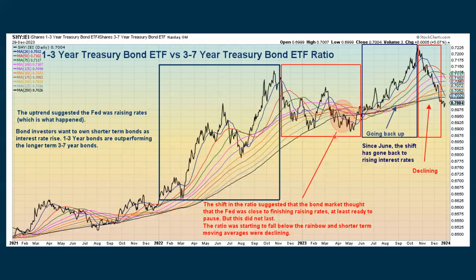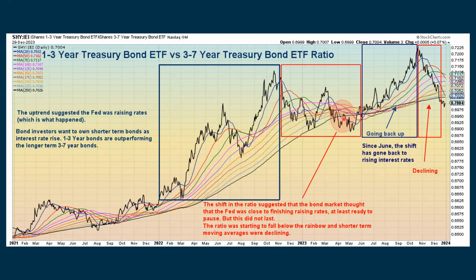Then we look at the shorter term bonds based on 1 to 3 years and compare it with 3 to 7-year bonds a little further out. When this is going down, that means that maybe the Fed is done raising rates. And that's kind of what the market is anticipating. Now, earlier in 2023, this was really starting to come down. And that's when I created this chart. It looked like we were getting done at that point for interest rates to keep going up.